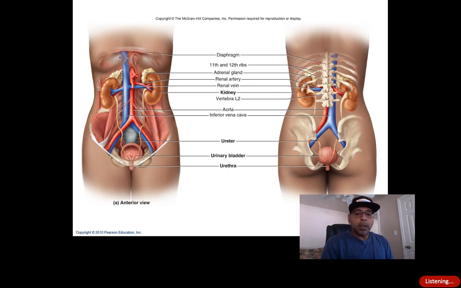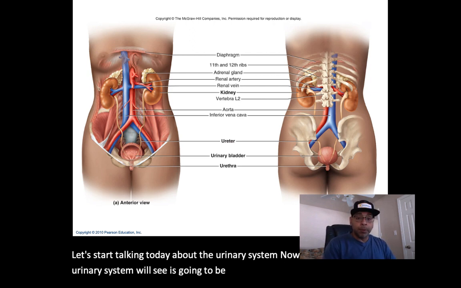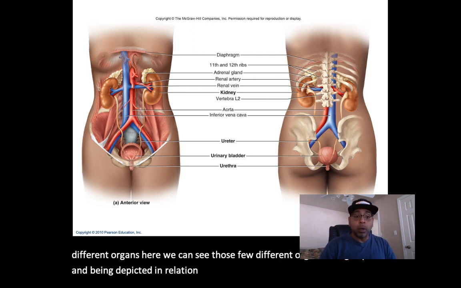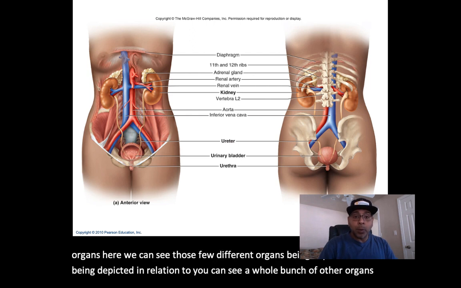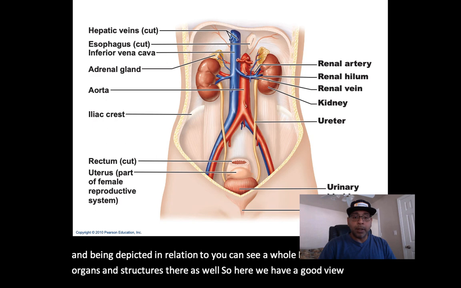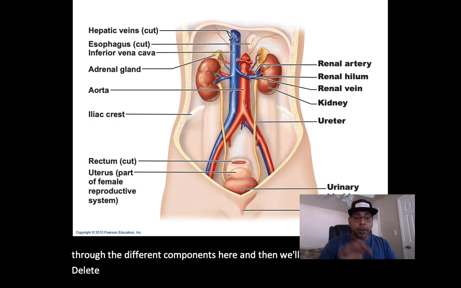Let's start talking today about the urinary system. When we talk about the urinary system, we'll see it is made up of a few different organs. Here we can see those organs depicted in relation to a whole bunch of other organs and structures as well. So here we have a good view, and here we also have a very good view. What we'll do first is go through the different components, and then we'll relate everything to the other structures there as well.